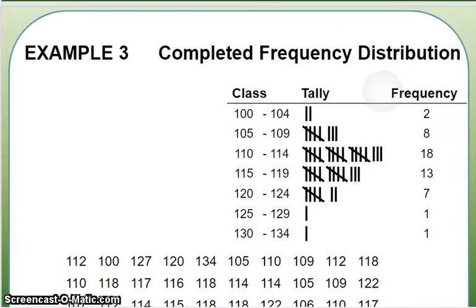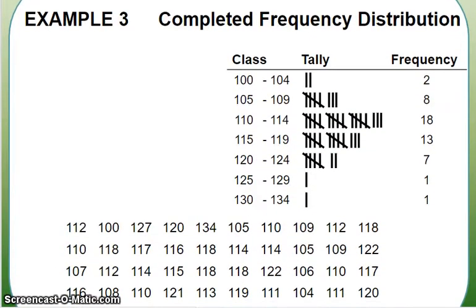As I go through, I take these numbers and I usually cross them out. So I would say 112, and that would get tally marked into this class. Then I do 100, and it gets tally marked into this class. Just like we did the vitamins, I'm going to tick mark them in. 127 goes into this class. 120 goes into this class. When I finished, these are the tick marks that I got when I did all 50 states.